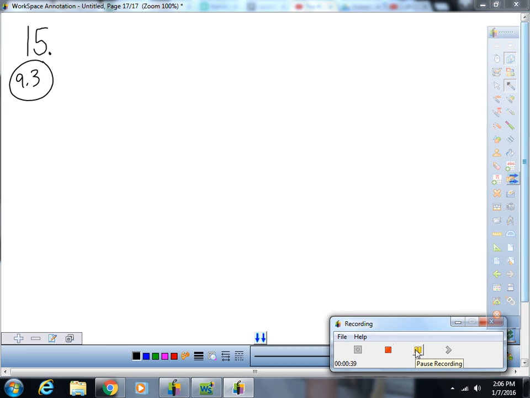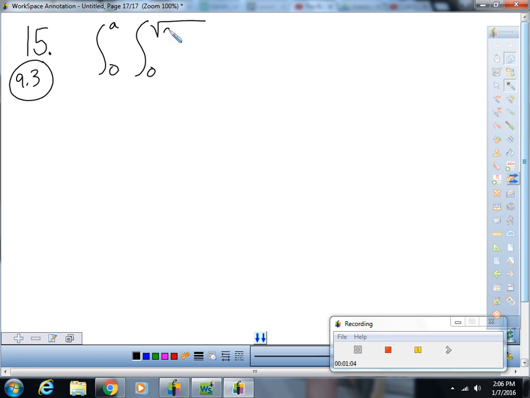Okay, and we're back on task now. It says, evaluate the iterated integral by converting to polar coordinates. So, it's got the integral from 0 to a, integral from 0 to radical a squared minus y squared, of y dx dy.